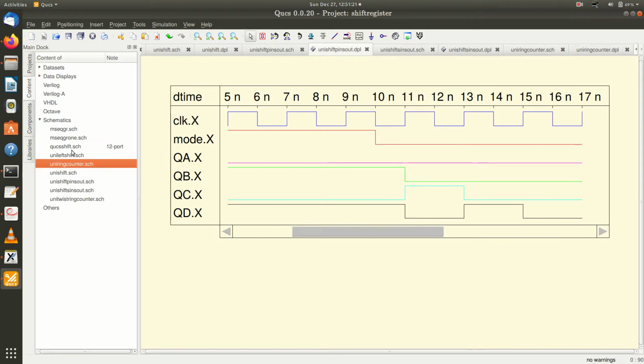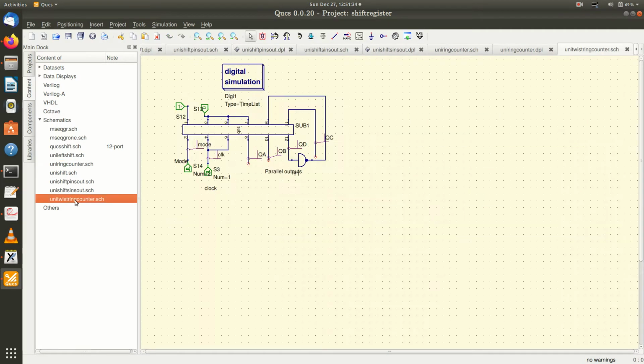Now you can see the twisted ring counter. Here what I do is the QD output is inverted and connected to the serial input. So this is a twisted ring counter, or a Johnson counter.